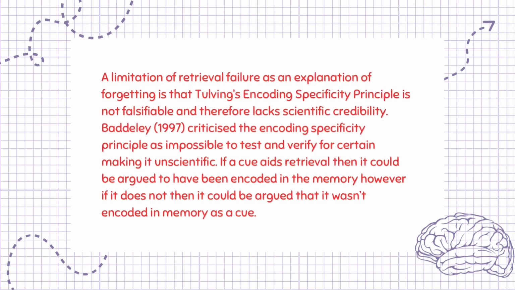A limitation of retrieval failure as an explanation of forgetting is that Tulving's encoding specificity principle is not falsifiable and therefore lacks scientific credibility. Baddeley, 1997, criticized the encoding specificity principle as impossible to test and verify for certain, making it unscientific. If a cue aids retrieval, then it could be argued to have been encoded in the memory. However, if it does not, then it could be argued that it wasn't encoded in memory as a cue.